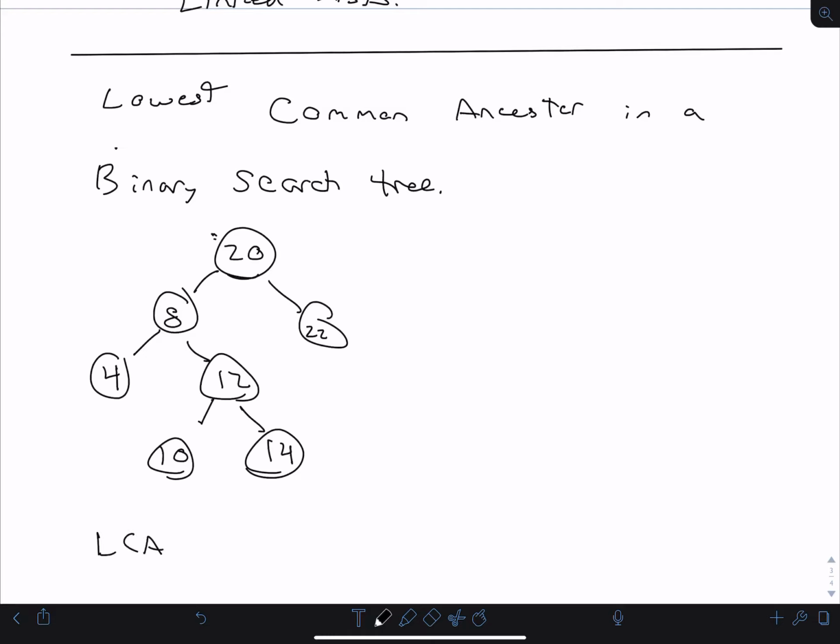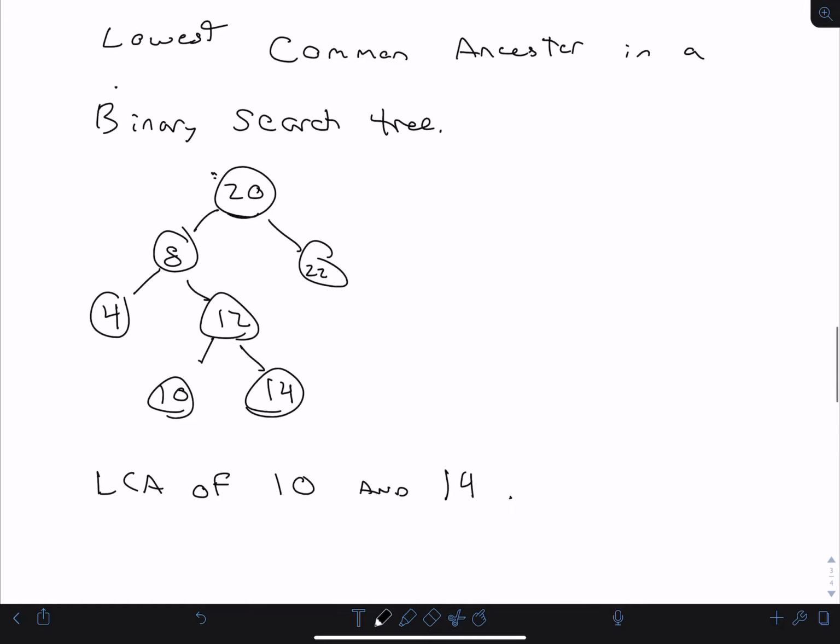the way that I can do the lowest common ancestor is I can list two nodes, n1 and n2. So for example, lowest common ancestor of 10 and 14, which I already wrote the answer, is 12.